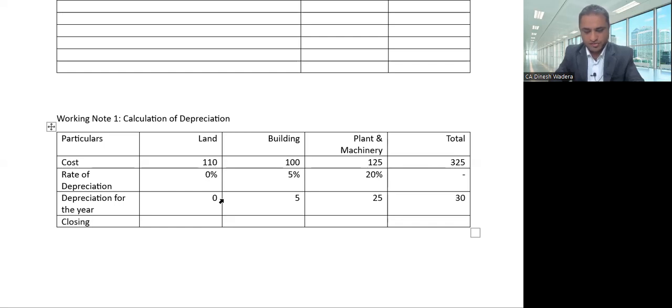closing WDV, closing written down value. 110 minus 0, 110, 95, and 125 minus 25 will come to 100. Total will be 305. 110, 95, and 100.